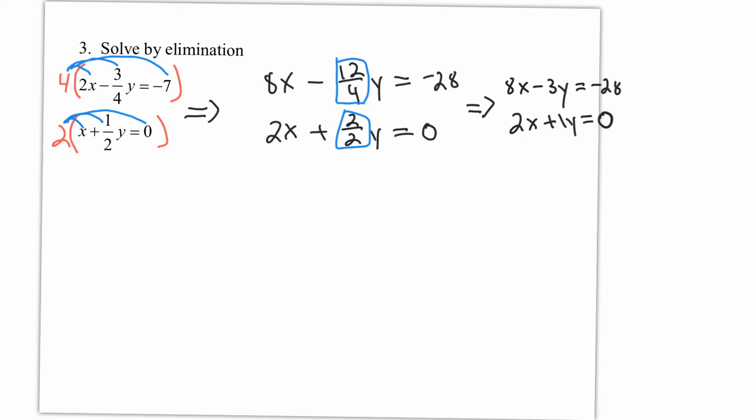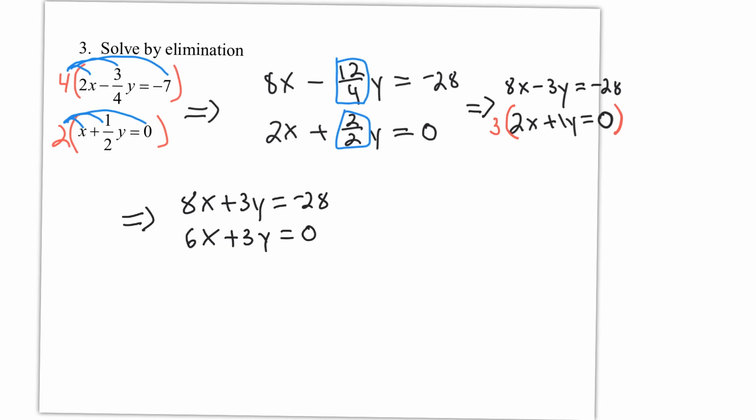So let's think about it. We have a 3 and a 1. What is the lowest common multiple? 3. 3 goes into 3. 1 goes into 3. How do you make that 3? What do you multiply by? You multiply by 3. 1 times 3 is 3. So I multiply everything by 3. So let me just go down here and do the work. The top stays the same, 8x plus 3y equals negative 28. On the bottom, you will get 6x, 3 times 2, plus 3y equals 0.